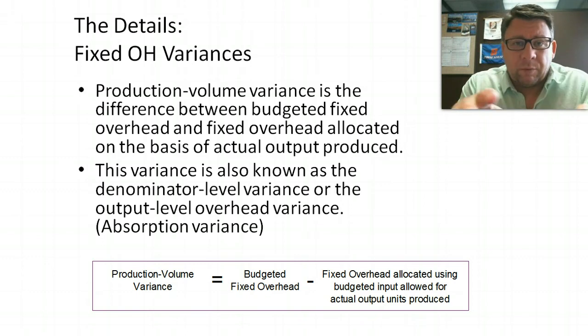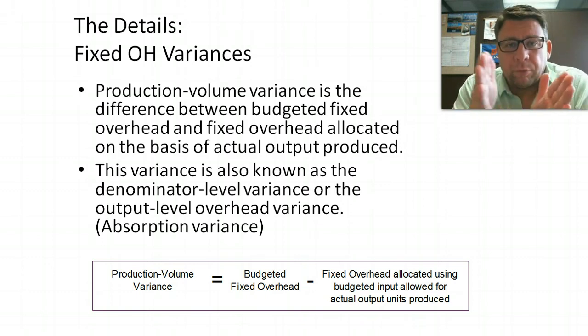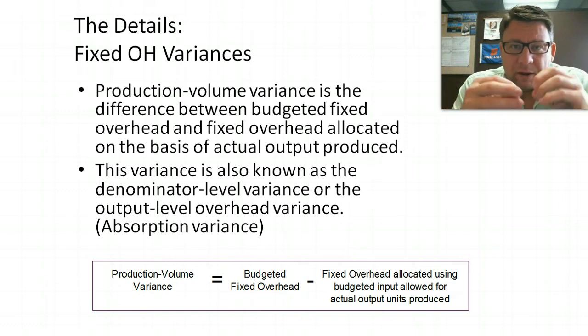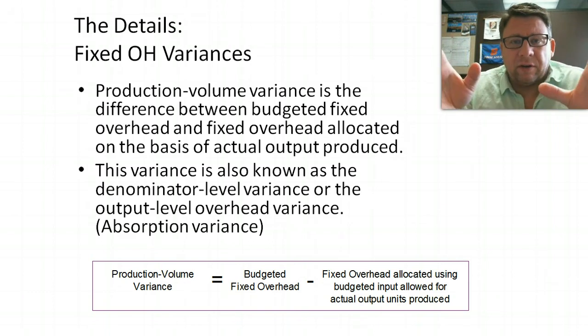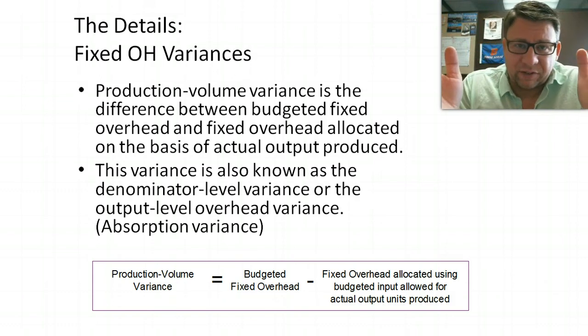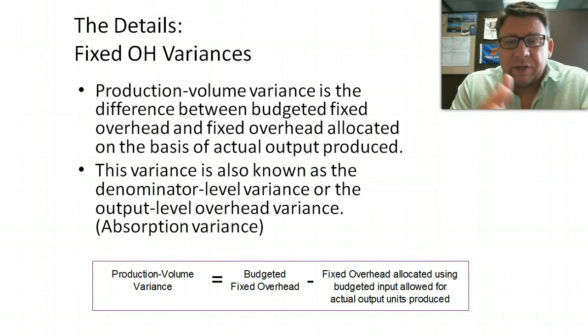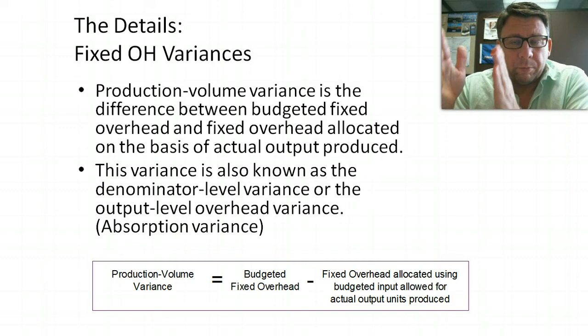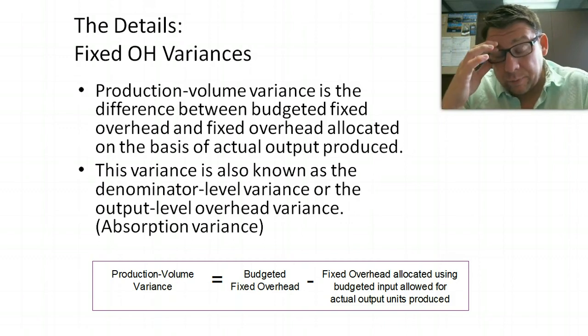And the reason I want you to think about it this way is, as we are producing products, they are absorbing an amount of fixed overhead. So we have $276,000 of overhead for the month. If we produce 276,000 jackets, you would see that each jacket absorbed $1 of overhead.